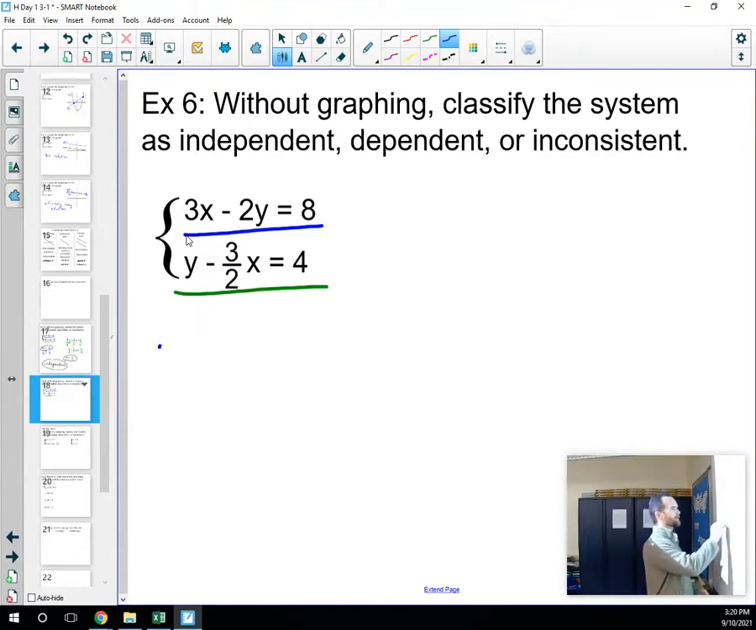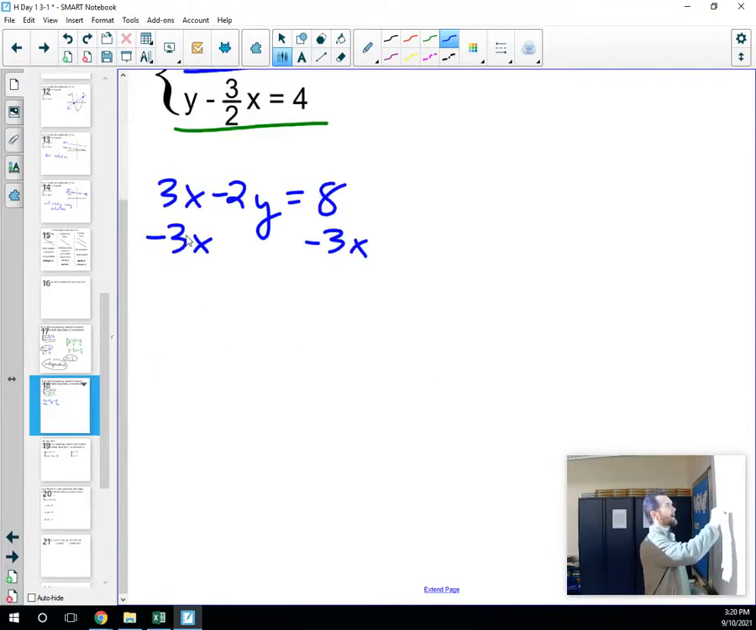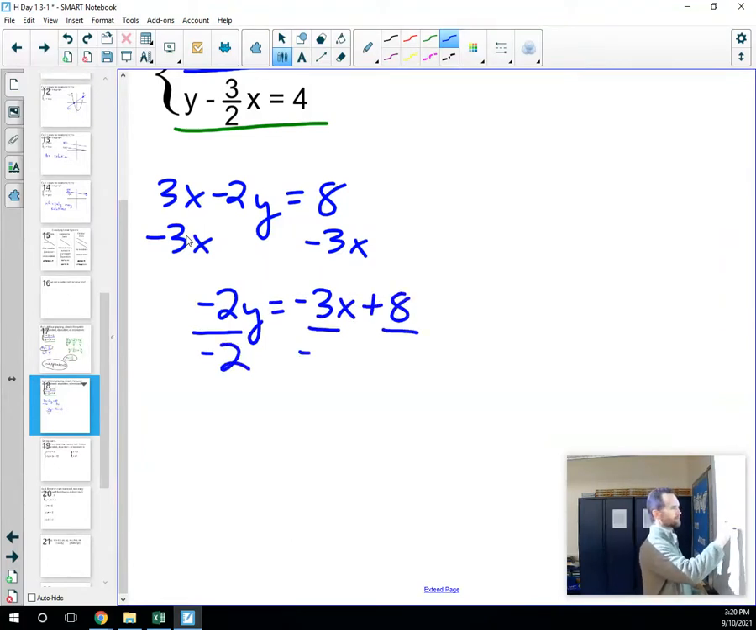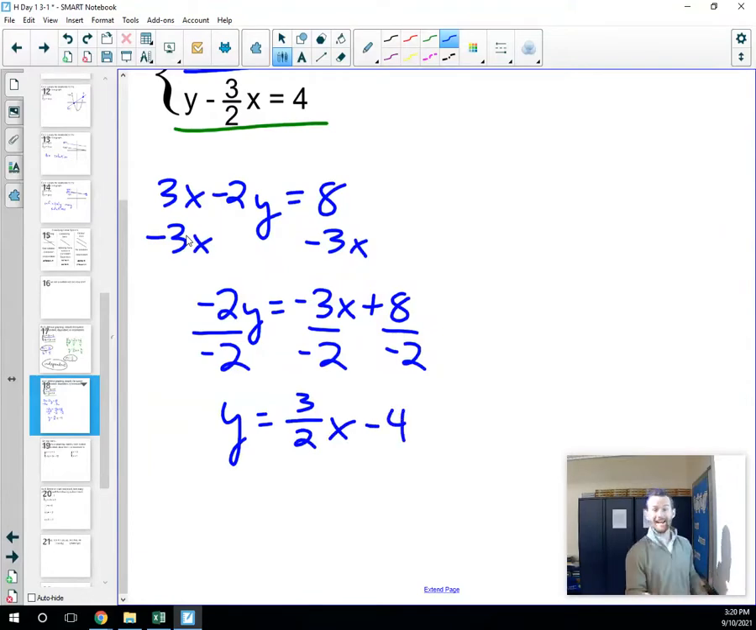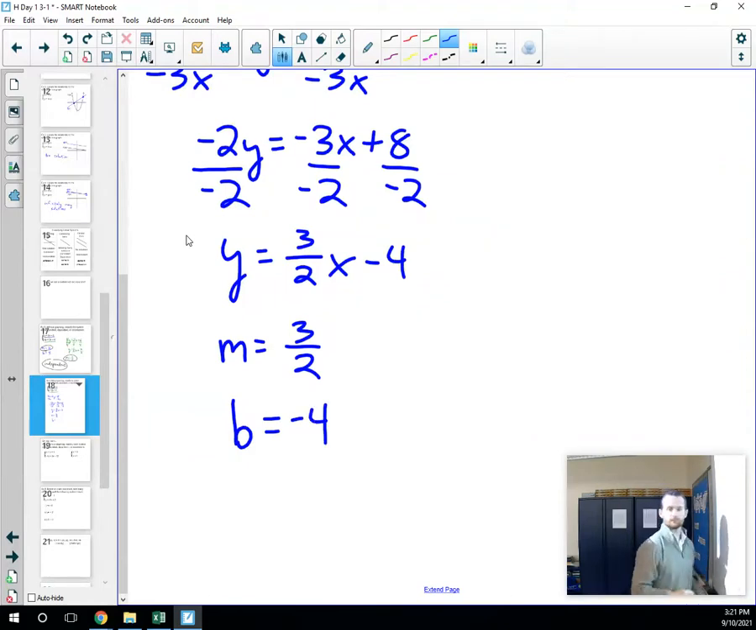So let's do the blue over here. So it's 3x minus 2y equals 8. Let's move the x first. So let's subtract 3x from both sides. So that becomes negative 2y equals negative 3x plus 8. Let's divide everything by negative 2. And that comes out to y equals 3 over 2x minus 4. And now we're ready for our slope and y-intercept. So our slope is 3 over 2. And the b is negative 4.